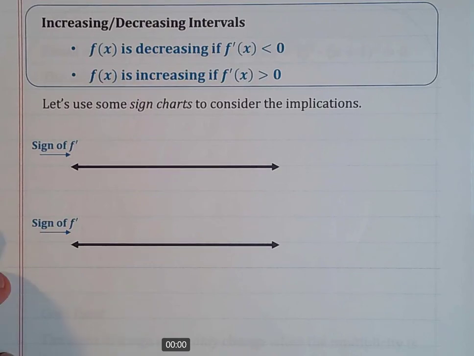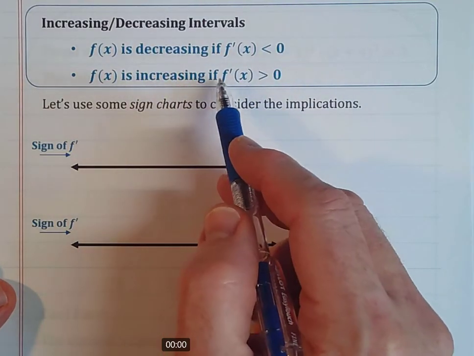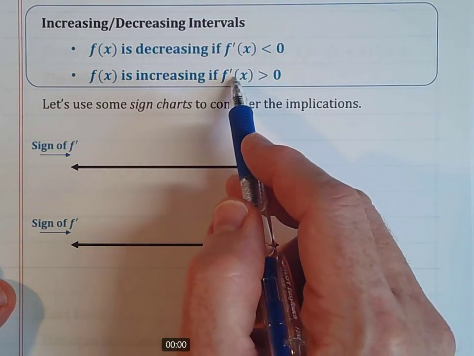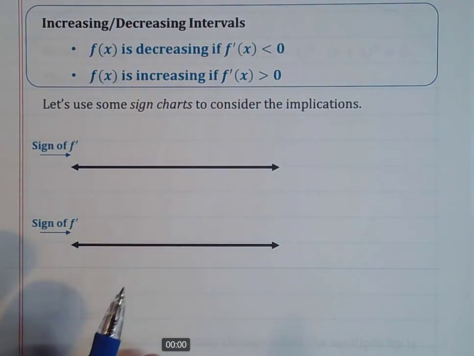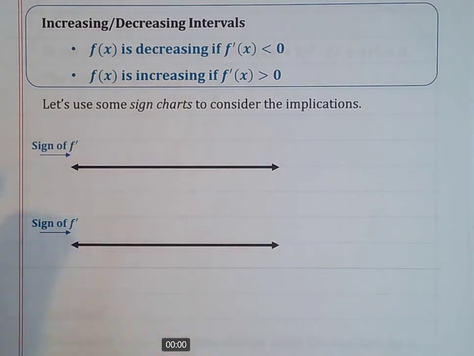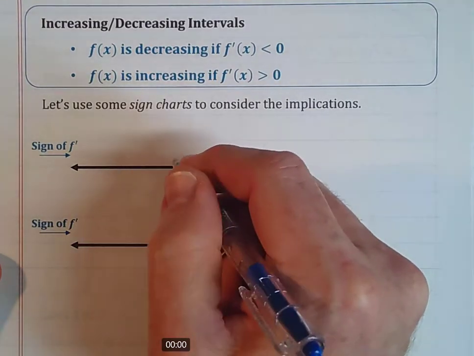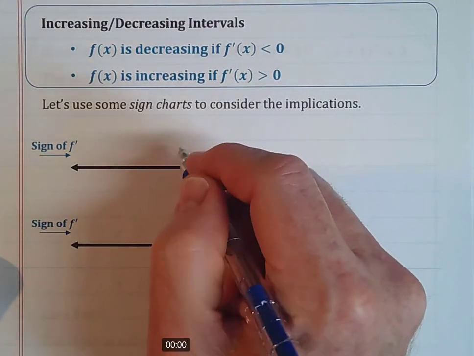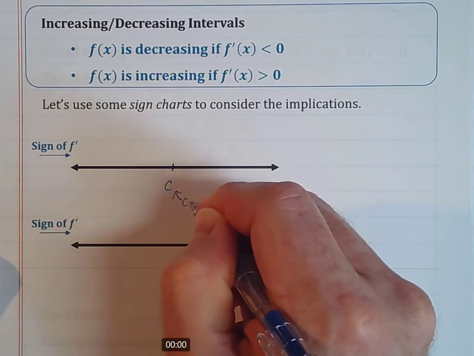Okay, so let's talk about increasing and decreasing. f of x is decreasing if the derivative is less than 0, and f of x is increasing if the derivative is greater than 0. So let's just kind of think about the sign charts here. Let's think about some implications from this. All right, suppose that I go in here and this is just going to be an x-axis here, and I've found some critical number somewhere. Let's just call it c. All right, so this is a critical number.